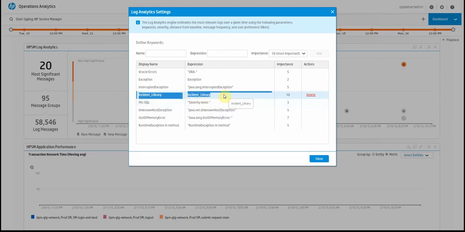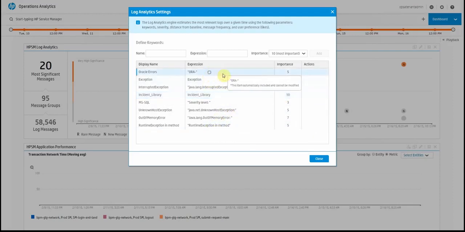The only one in here that we have added is this incident library. That's the expression, incident library. We wanted to signify that that is important, and we configured that a number of weeks ago when we stood up this operations analytics environment. It's given an importance of 10. The other things to note in this particular view are these ORA messages, only because there's an Oracle issue that we identified through using this process.